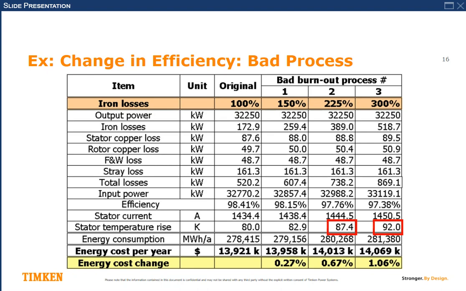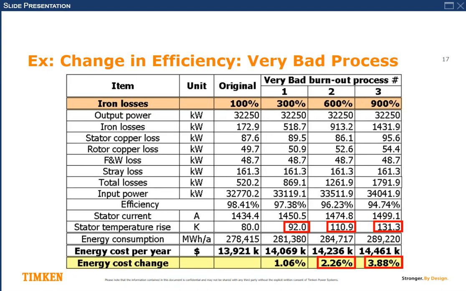If we look at the temperature rise data, you'll see 87 and 92 Kelvin. So after 3 rewinds, I've halved my insulation life. So a machine that would have lasted, in theory, 30 years of insulation life, now I've cut that insulation life to only 15 years. And now definitely one would need to do something about this. It would not make sense to keep the machine as is, because obviously you've destroyed a significant portion of the life of the machine.